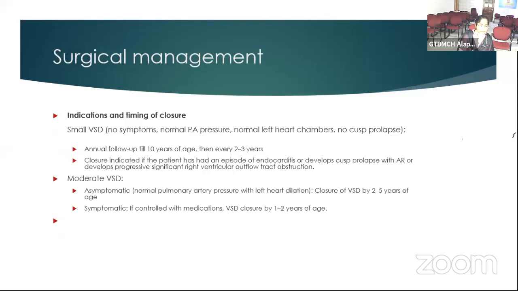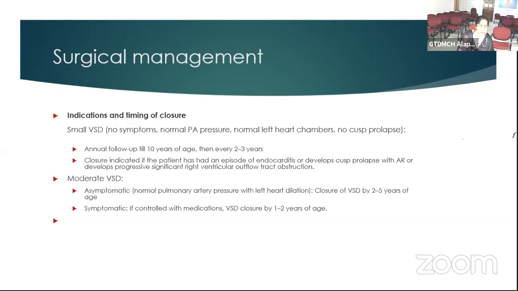Then coming to the surgical management, all VSDs may not require closure. Whether closure is required or not depends upon the size of the VSD. So small VSDs with no symptoms, normal pulmonary artery pressure, normal left heart chambers, and no cusp prolapse, only annual follow-up may be required till 10 years of age. Then after 10 years, follow-up every 2 to 3 years. That is, the follow-up is to see whether the child is developing any complications. If there are complications, then the child may need surgery.